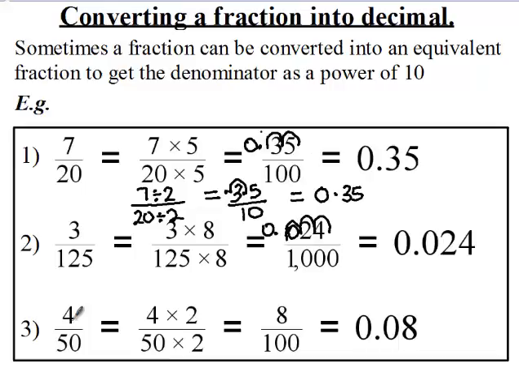In the last one, 4 out of 50. So what can we do to 50 to make it a power of 10? We multiply by 2. So 4 times 2 is 8. 50 times 2 is 100. Now 2 zeros here. So 1, 2, point here, 0, 0. Then we have 0.08.